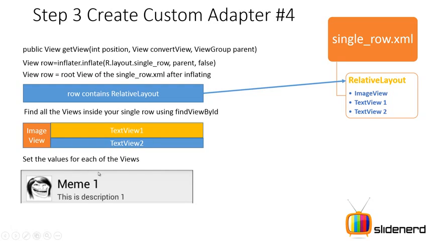This is especially for the first row. For the second row, you will have meme2 over here, description 2 over here, and a different image over here, and so on and so forth, because getView is called for every single row, right? And ultimately, this row object contains this entire row that you see over here, and you simply return it back from your getView method. This is how you're expected to use the getView method.